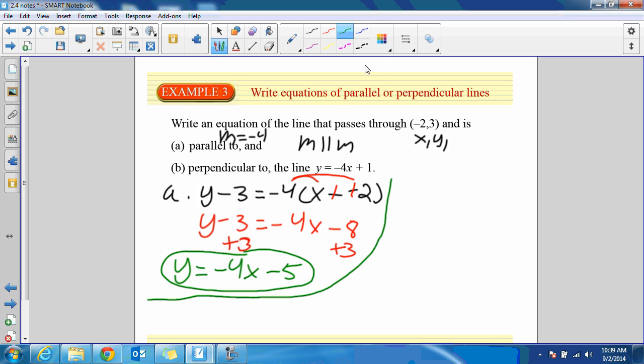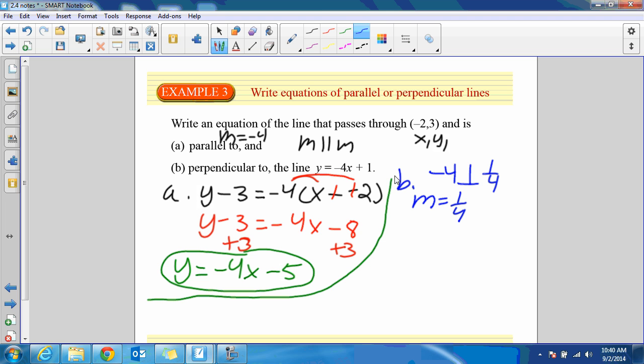Okay, now if we want to do B, and let's say we need to figure out perpendicular, what is perpendicular to -4? Well, what's the opposite reciprocal of -4? Well, it's got to be positive, and if you flip 4 over 1 upside down, you get 1 over 4. So the opposite reciprocal of -4 will be 1/4. Okay, so we know our slope has to be 1/4, and our point's going to stay the same.